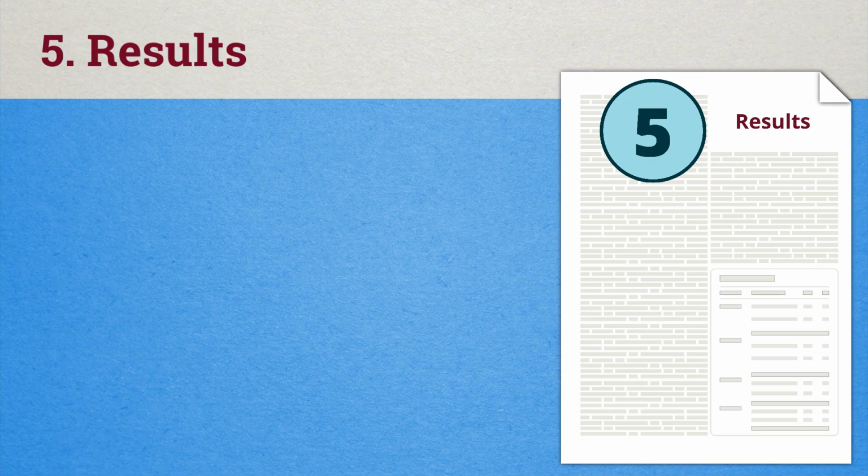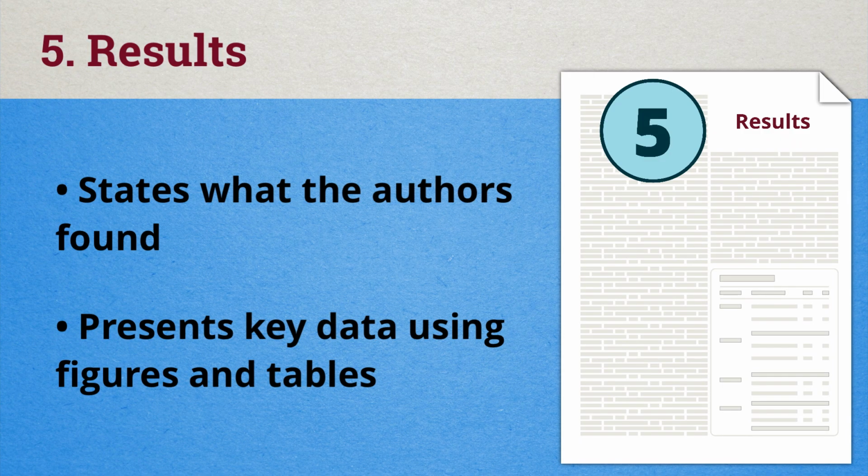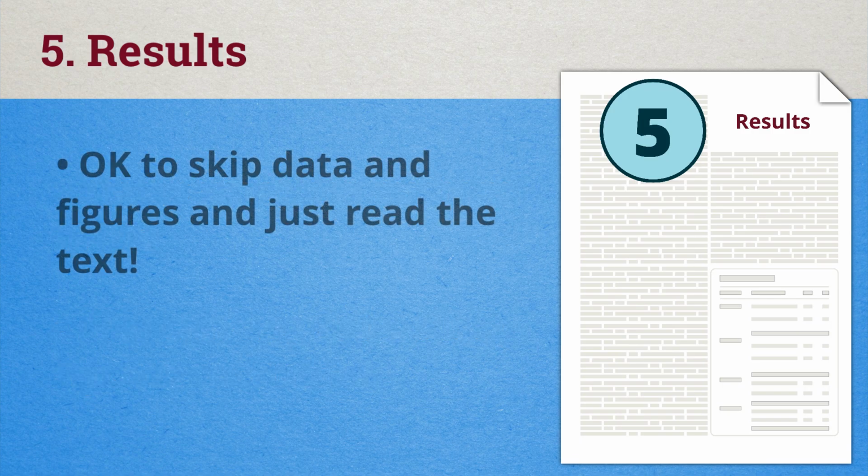Next is the results section. The results section states what the authors found. It presents key data using figures or tables. If you are new to reading scholarly articles, you may want to skip the data and figures in the beginning and just read the text.